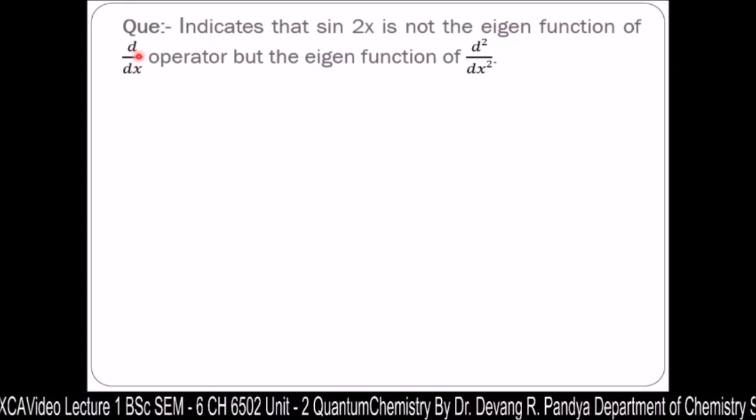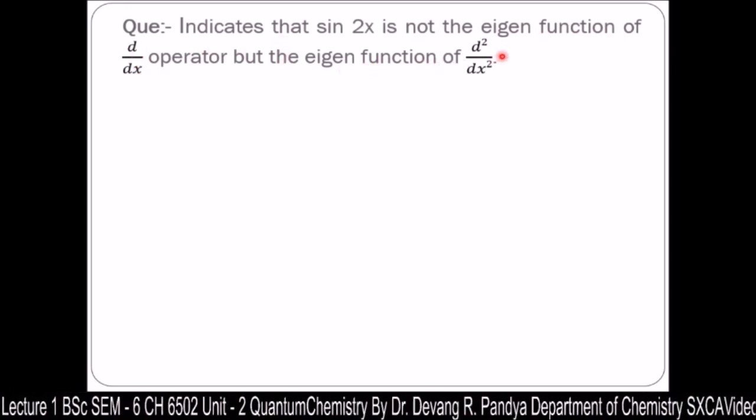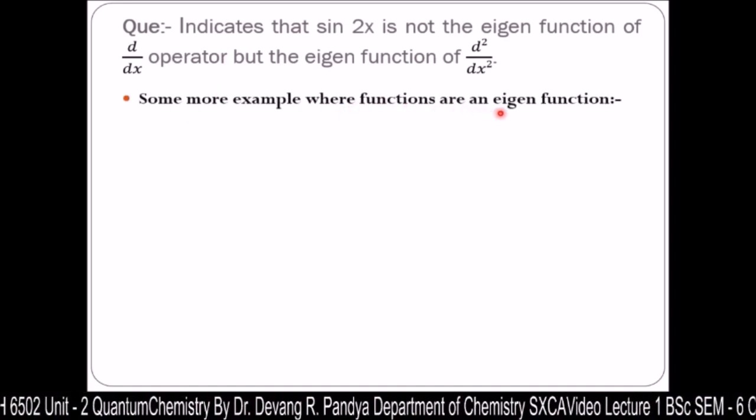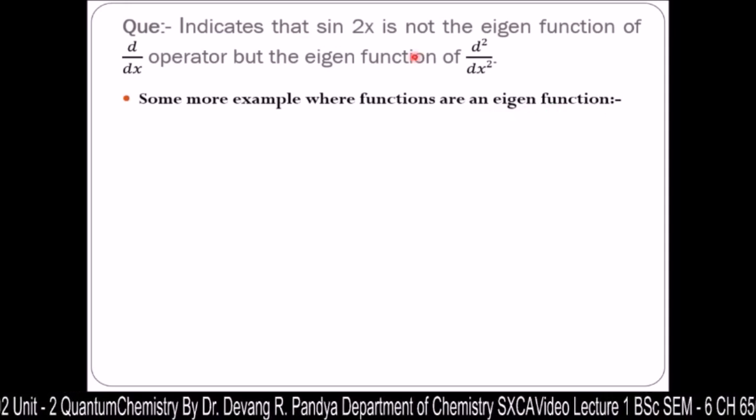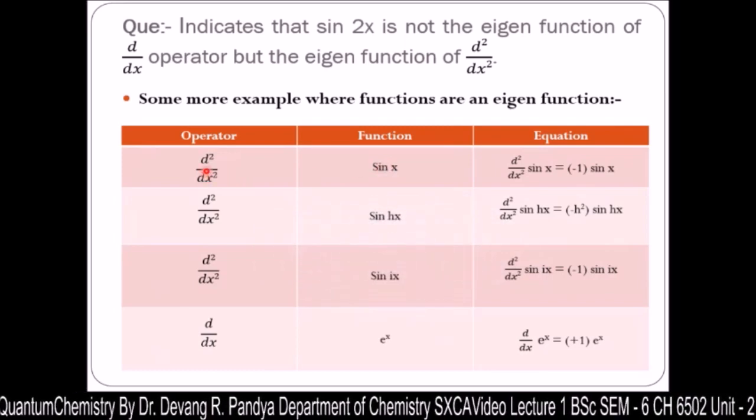Similarly, indicate that sin 2x is not the eigenfunction of the d/dx operator, but it is the eigenfunction of the double differentiation d²/dx². This is the question. Let's get the solution. Here are some more examples where functions are eigenfunctions. You need to practice these yourself.